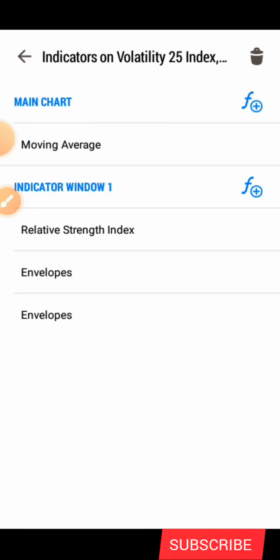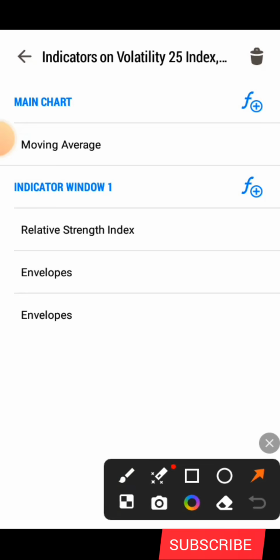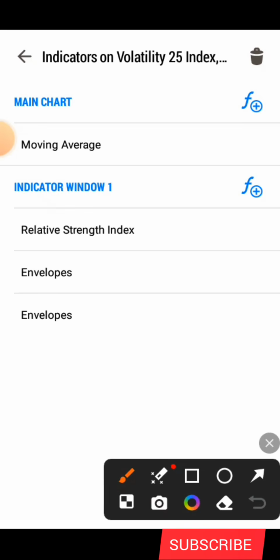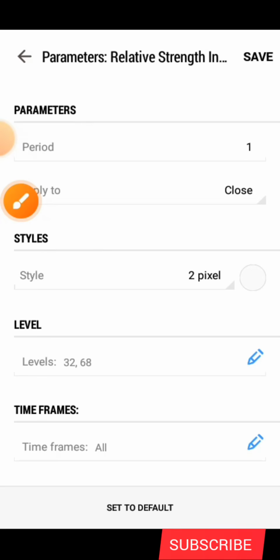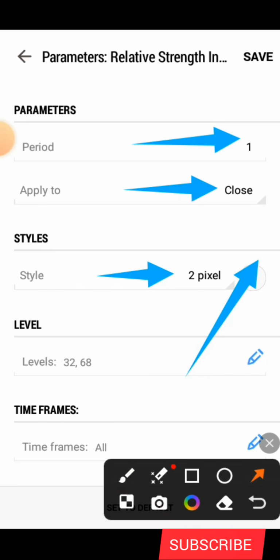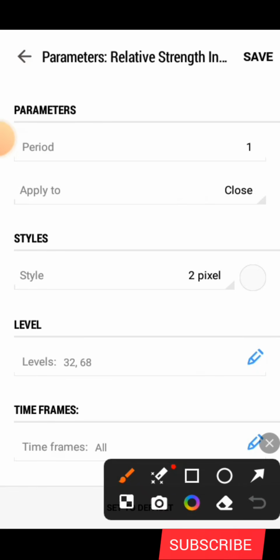Now the next indicator here is the relative strength index. You click on that icon again, and then you search for the relative strength index. These are the parameters. The period for this one is 1, the apply to is close, the style is 2 pixel. You make the color the color of your background, and for the levels you have 32 and 68.